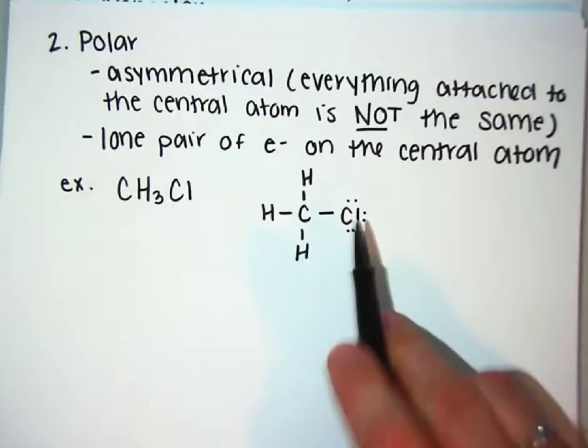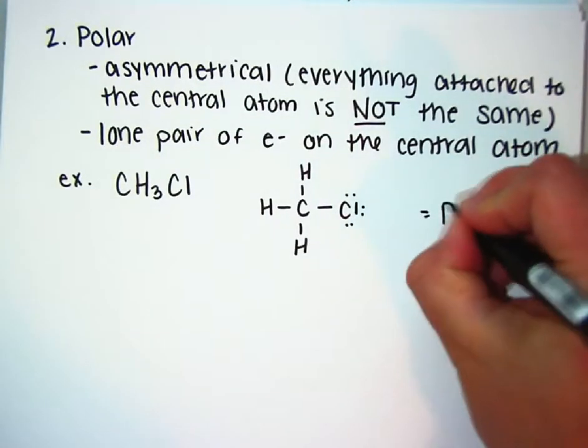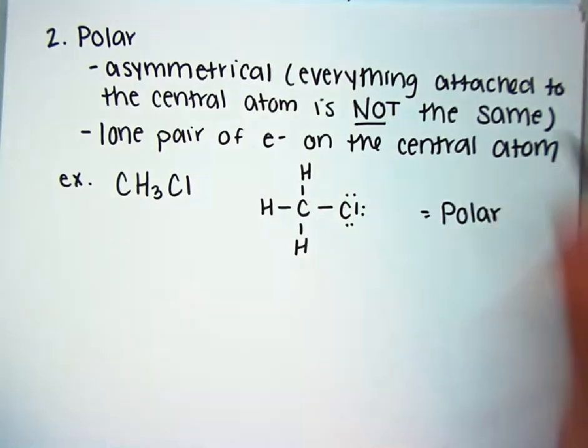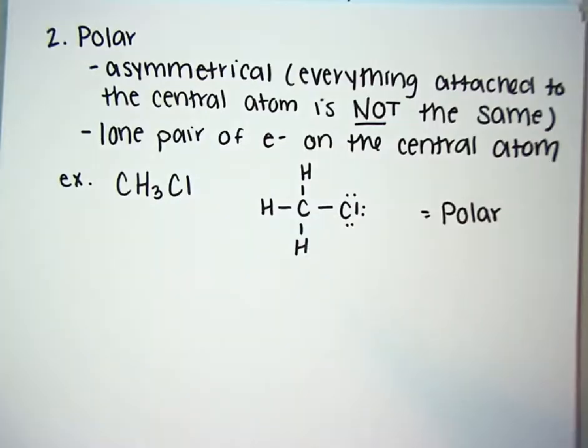But this chlorine attached to carbon makes it polar. So carbon has 1, 2, 3, 4 attachments. They are not all the same. So this would be polar.